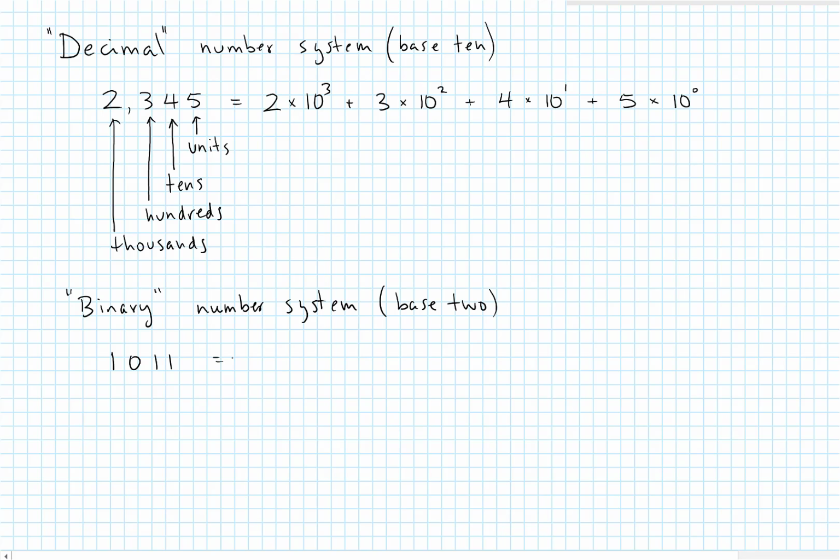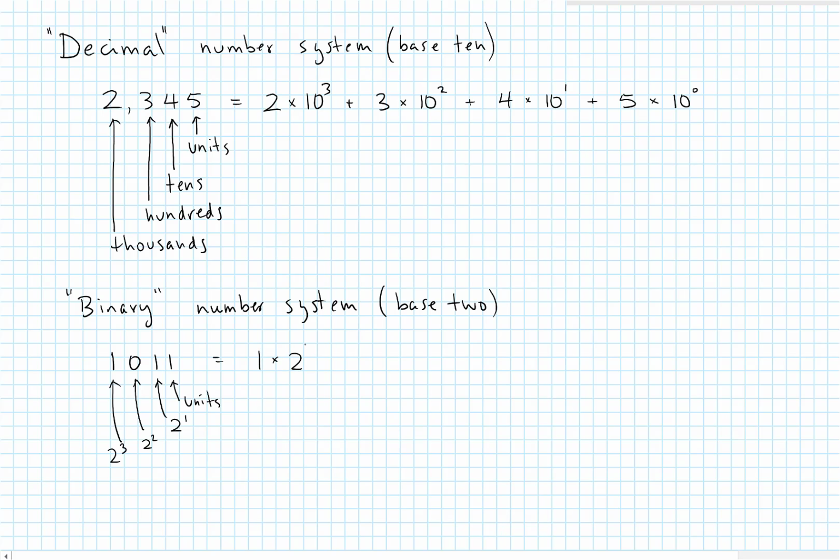So working from right to left, the 1 on the far right there represents the units digit, or 2 to the power 0. The next 1 is 2 to the power 1, or the 2's digit. The 0 is the 2 to the power 2, or 4's digit. And the 1 on the furthest left is the 2 to the power 3, or 8's digit.